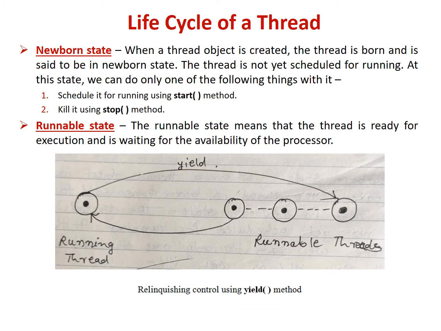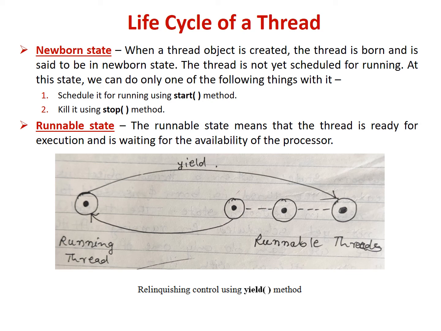Newborn state. When a thread object is created, the thread is born and is said to be in the newborn state. The thread is not yet scheduled for running. At this state, we can do only one of the following things with it. That is, schedule it for running using the start method or kill it using the stop method.